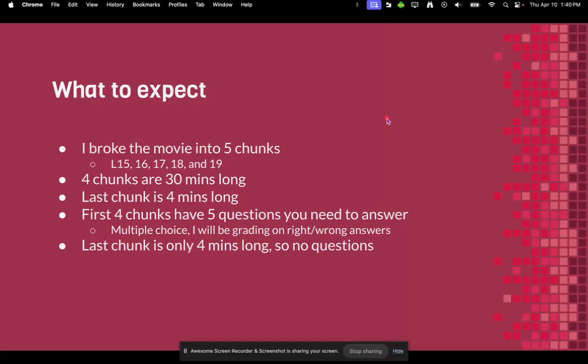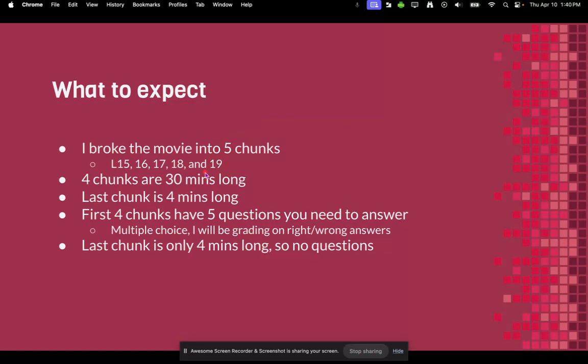So, what do I expect when watching a movie? I broke this movie into 5 chunks and I have them all on Edpuzzle, just FYI. The first 4 chunks are 30 minutes long. The last chunk, which is lesson 19, is only 4 minutes long.